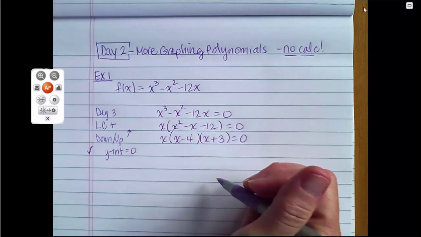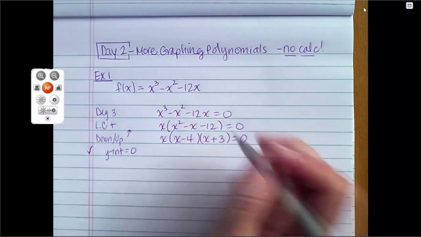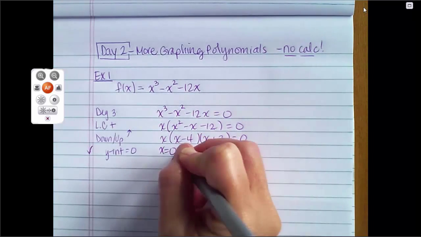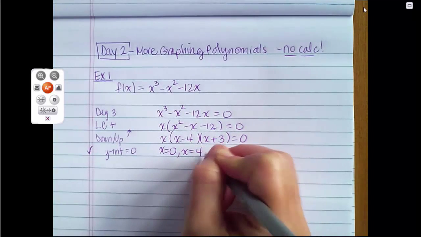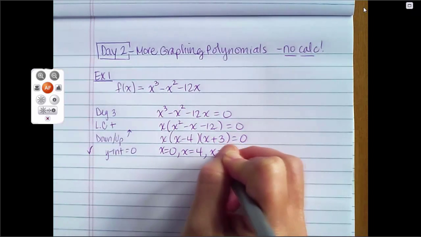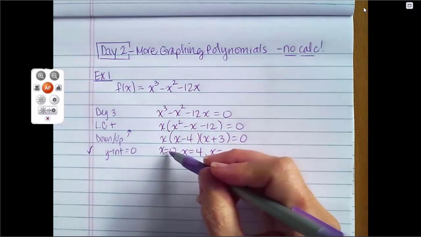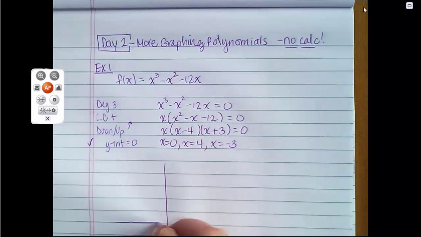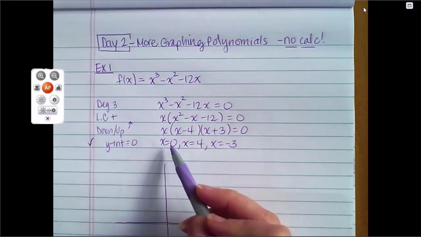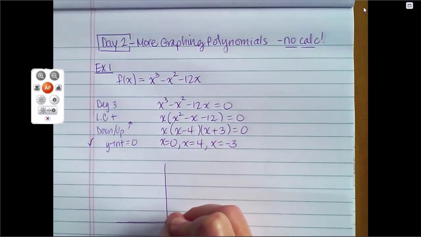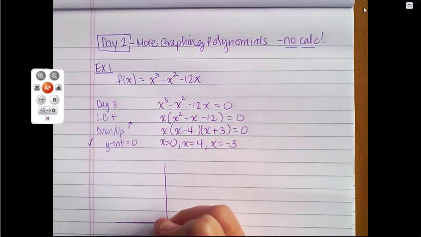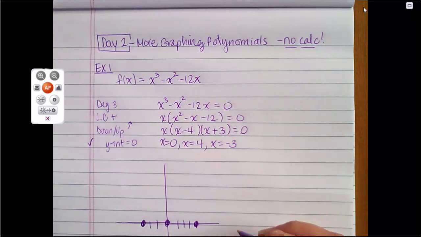As always, when solving by factoring, we set all of our factors equal to 0. So here, x equals 0. x minus 4 equals 0, so x must be 4, and x plus 3 equals 0, so x is negative 3. Well, now I have 3 x-intercepts, so I can start sketching this graph based on everything I know. So I have a y-intercept of 0, which is also one of my x-intercepts. x equals 4 is another x-intercept, and x equals negative 3 is my third x-intercept.